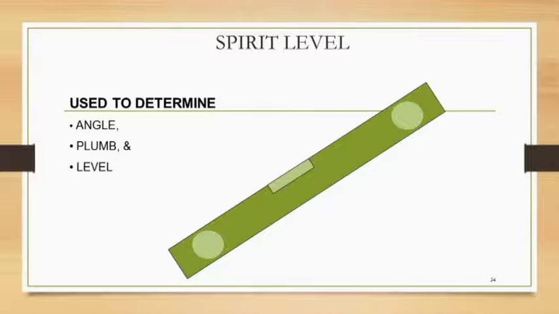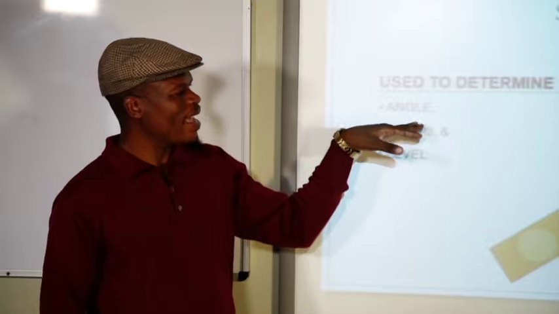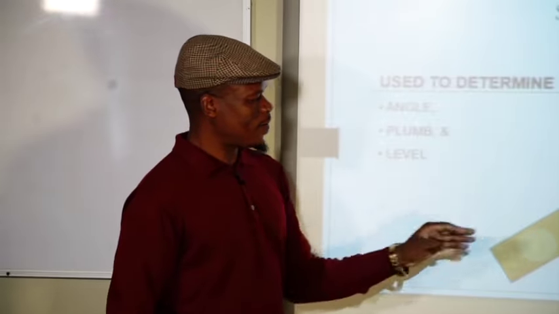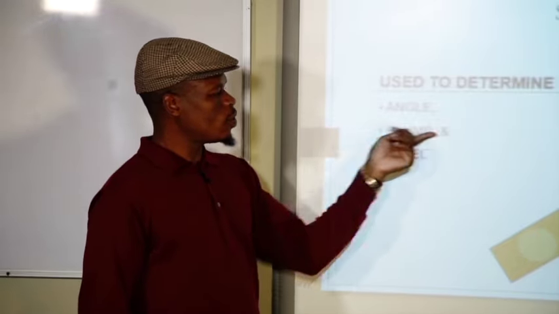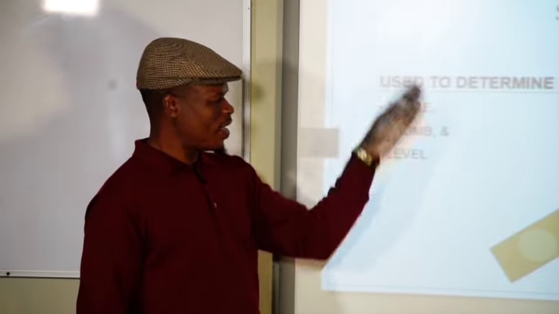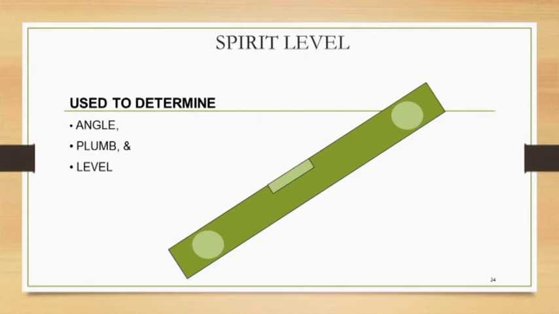So you can determine the angle, but the angle which is going to be determined is only going to be an angle of 45. And then you can use it to determine the plumbness of the area, or to check if the area is vertical, or you can also use it to check if the area is level.